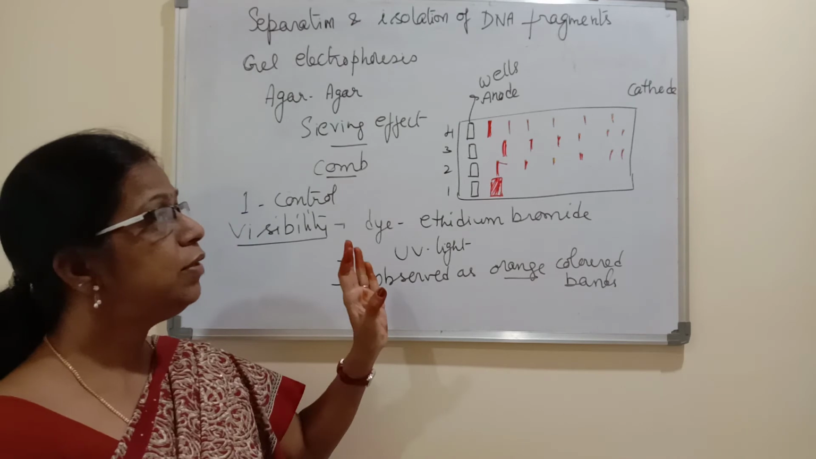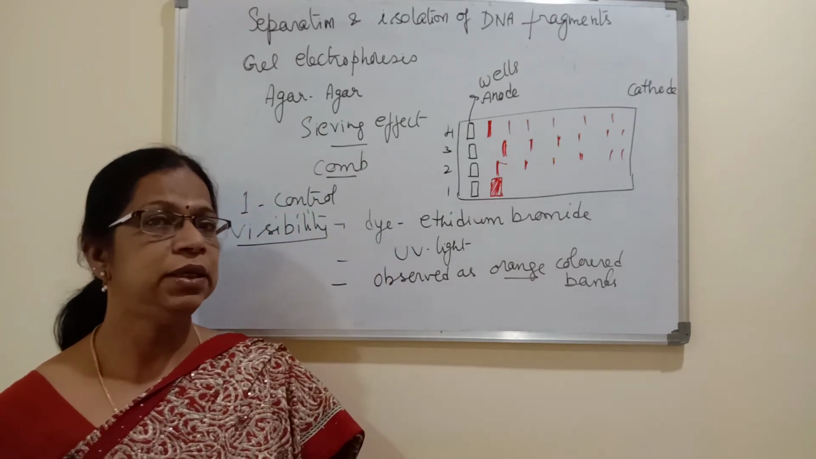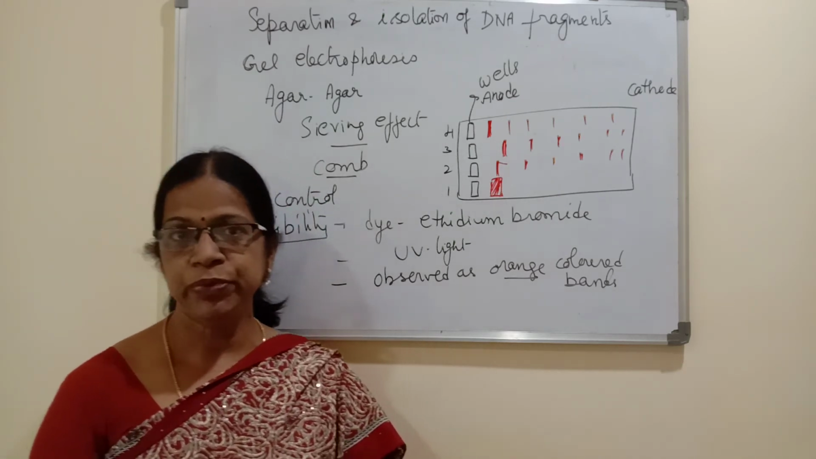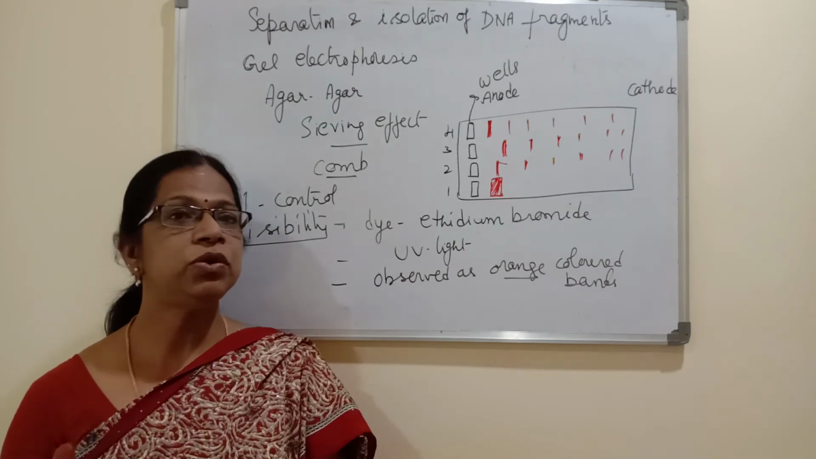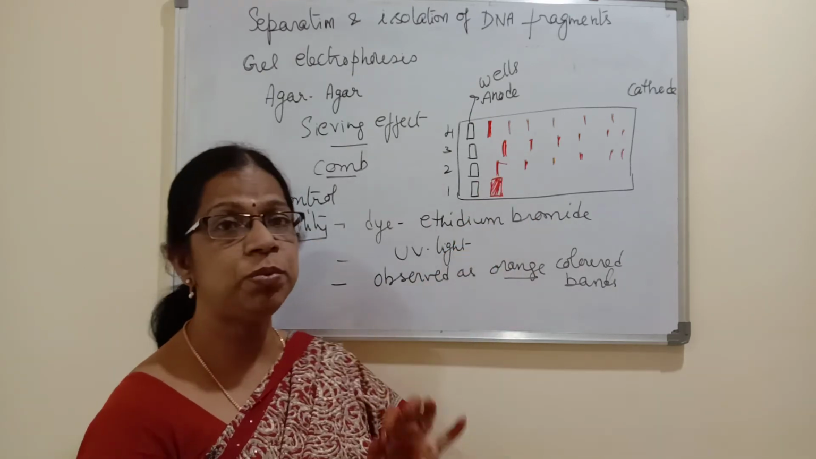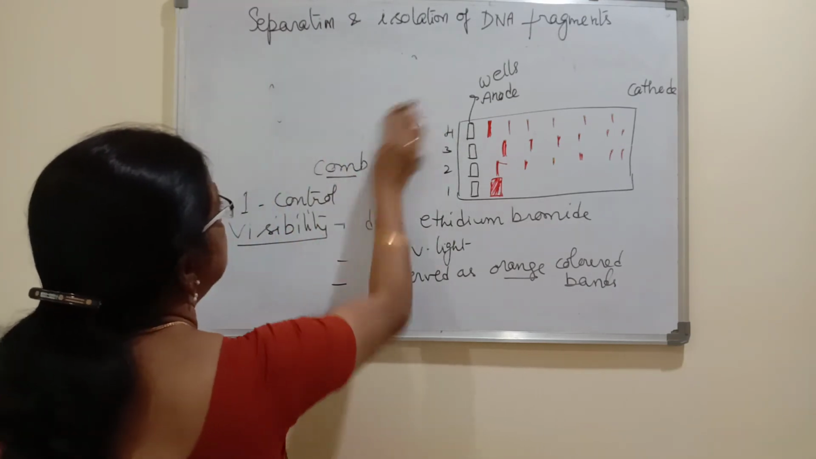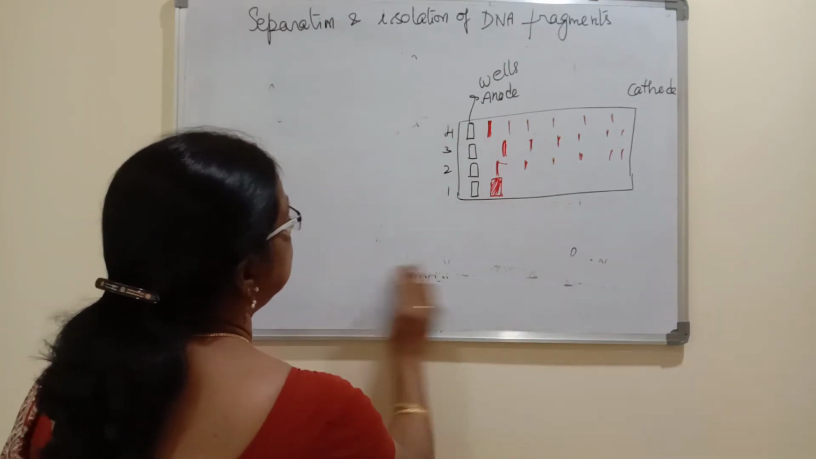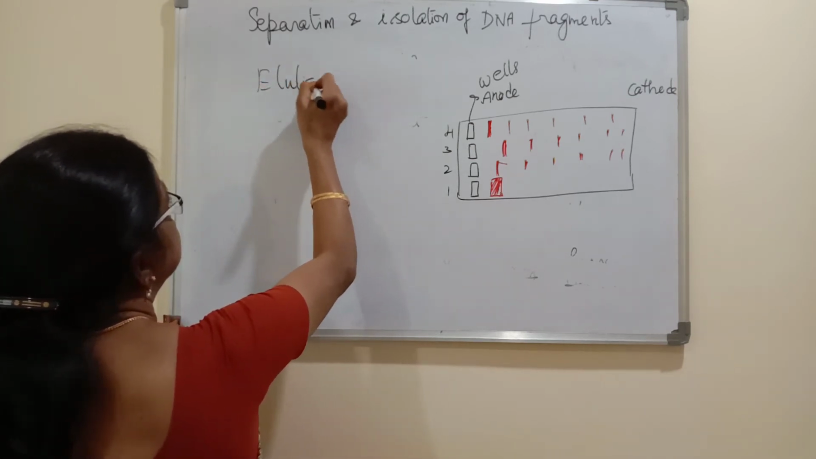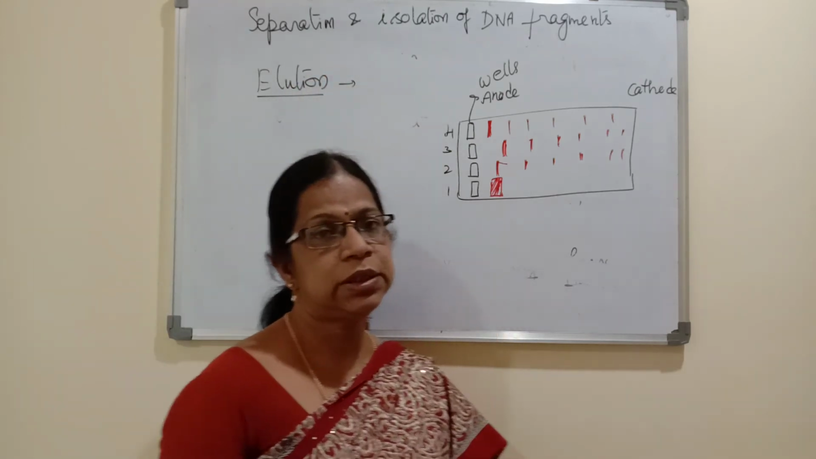Once the DNA fragments are separated according to their size, for further technique they have to be introduced into a vector, and from the vector into a host cell. For that, first these DNA fragments have to be separated from the gel. The separation of DNA fragments from the gel is a technique called elution.